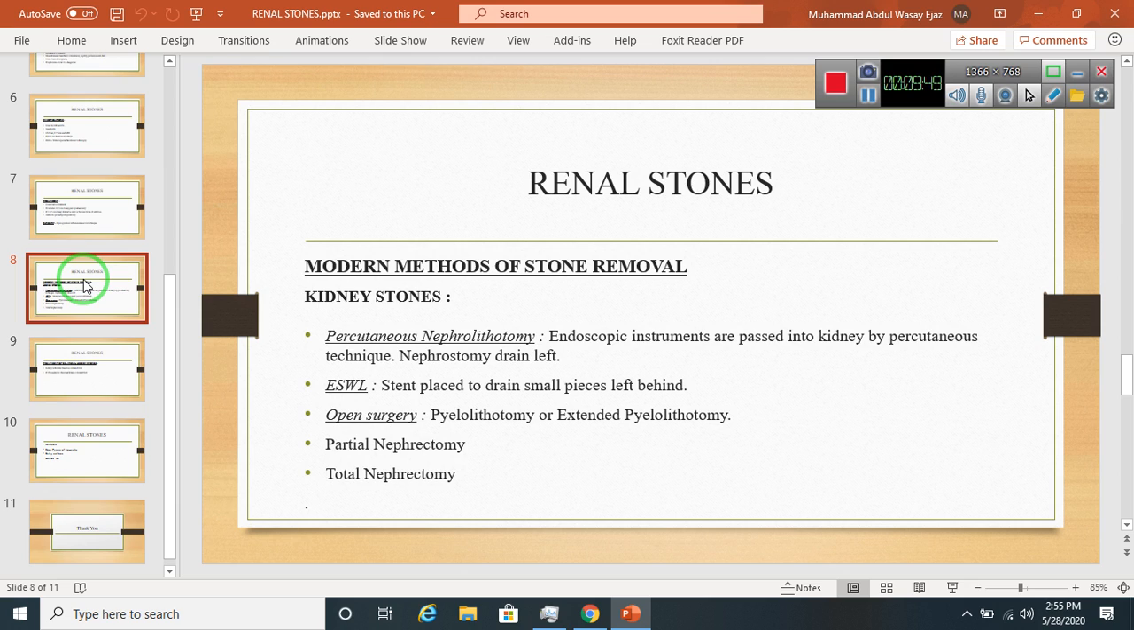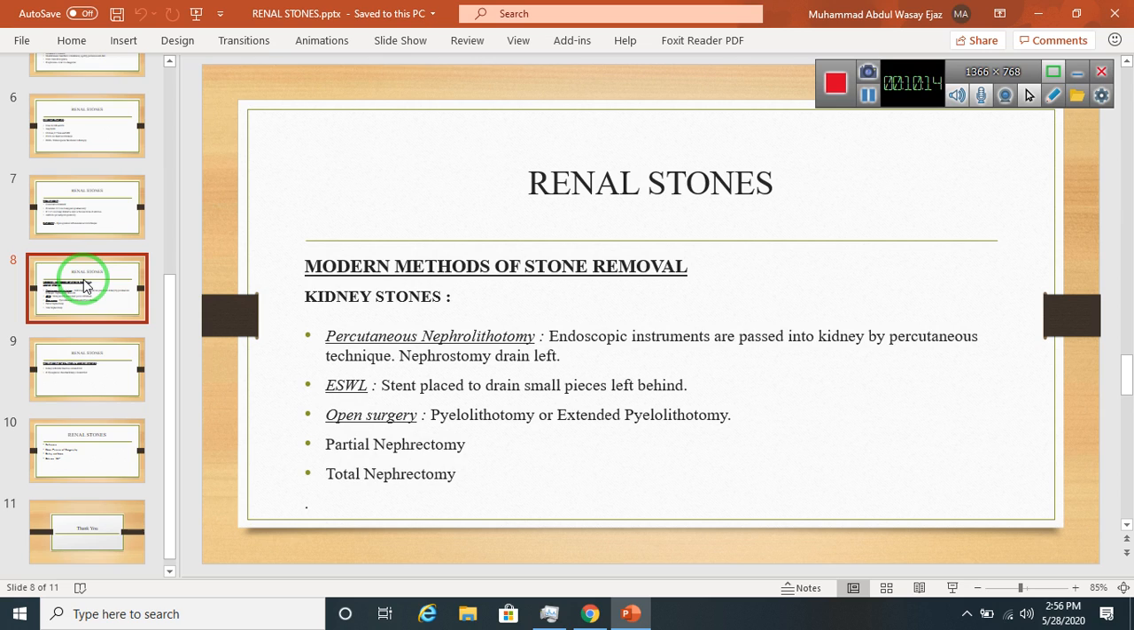Extracorporeal shock wave lithotripsy. In this also, ultrasound waves are passed, the stone is broken, and diuresis is given, and through this method sometimes a stent is placed so that any small pieces which may be left behind may pass through it.